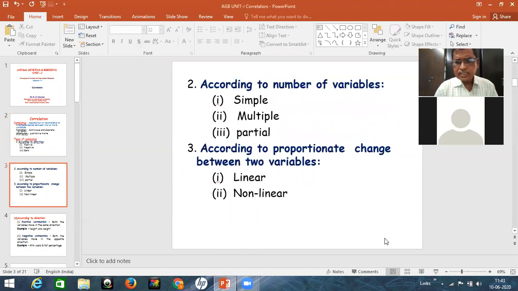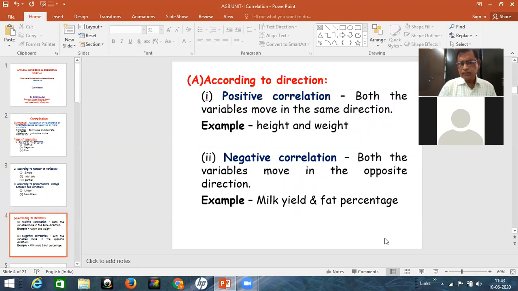According to the number of variables involved, it may be simple, multiple, and partial. According to the proportionate change between the two variables, we can classify it into linear and non-linear correlation. So according to direction, we say that there is positive correlation, negative correlation, and zero correlation. So what is the positive correlation?